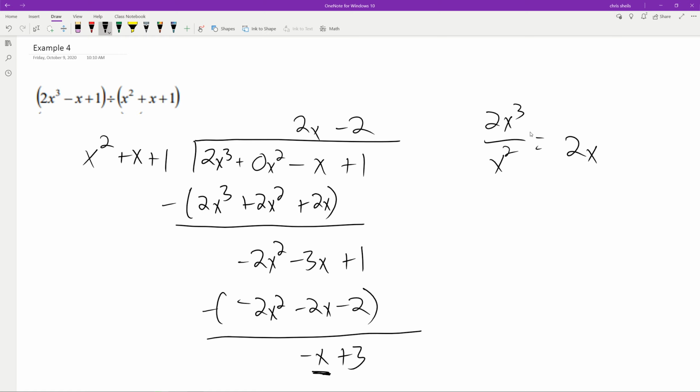I'm dividing by a quadratic, but I have a linear function at this point. I can no longer divide this. So my answer here is 2x minus 2 plus negative x plus 3 over x squared plus x plus 1.